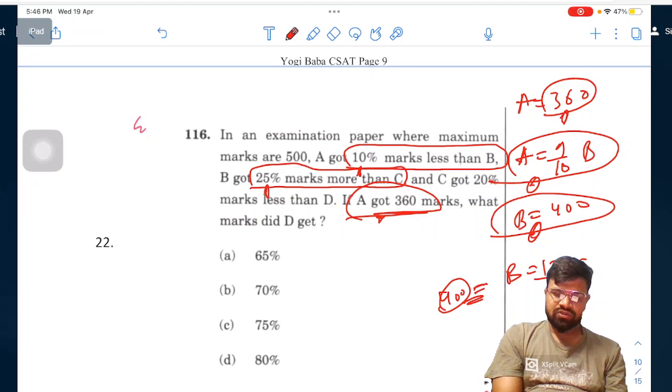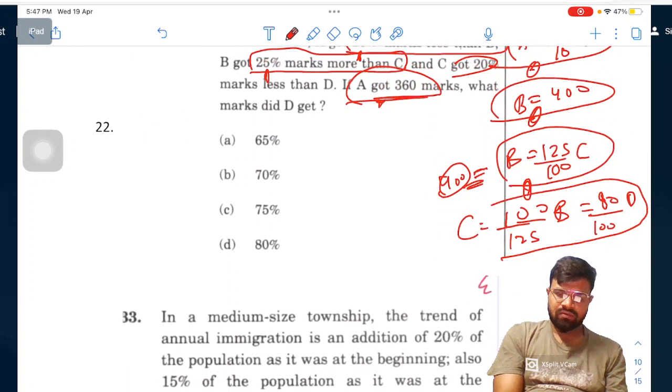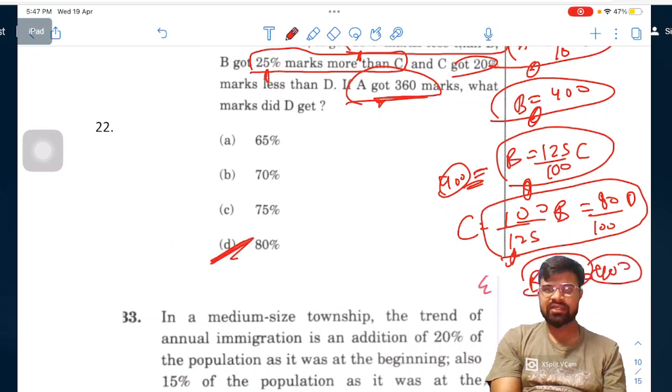So B is equal to 125% of C. That means C is equal to 100 by 125 of B, and this is equal to 80% of D. When you check this fraction, you find that B is equal to D is equal to 400. That is nothing but 80% of marks.